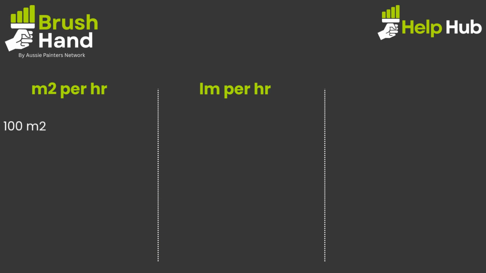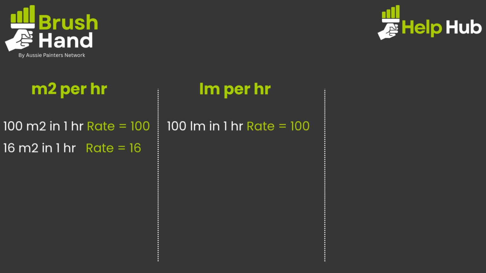So that means if you do 100 meters squared in an hour, your rate is 100. If you do 16 meters squared in an hour, your rate is 16. And the same for linear meters. So if I did 30 linear meters in an hour, my rate is 30.